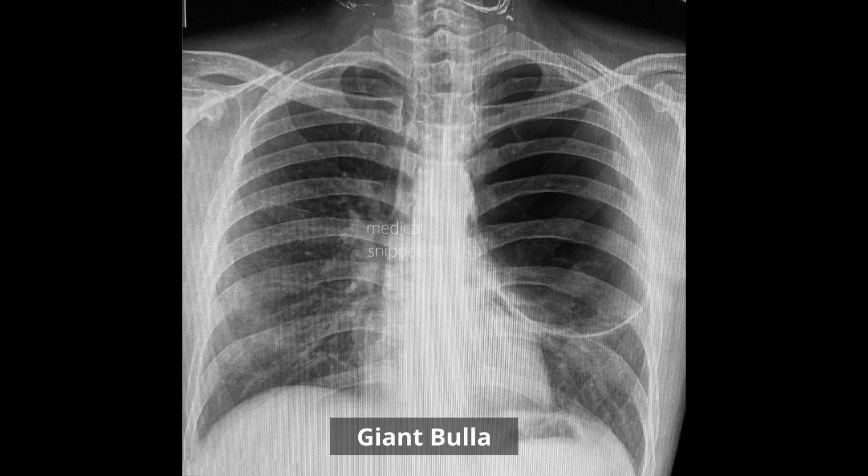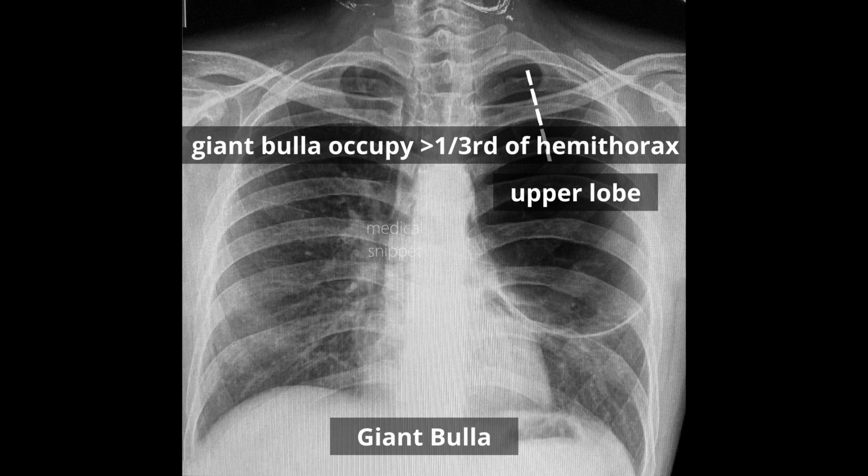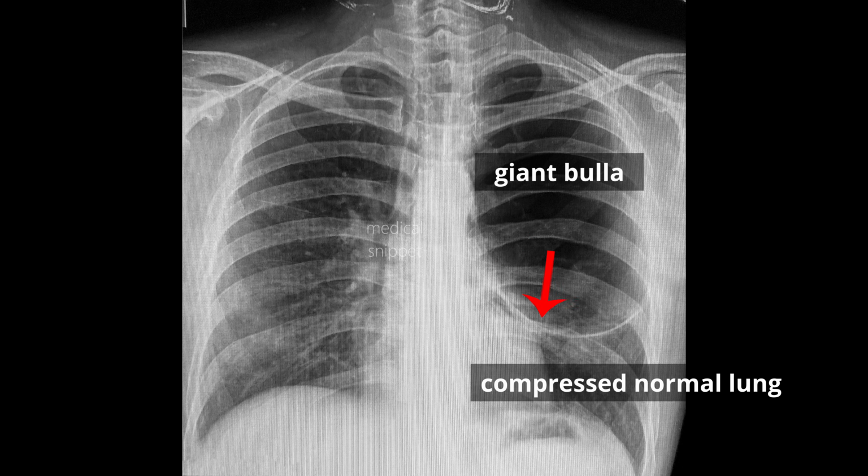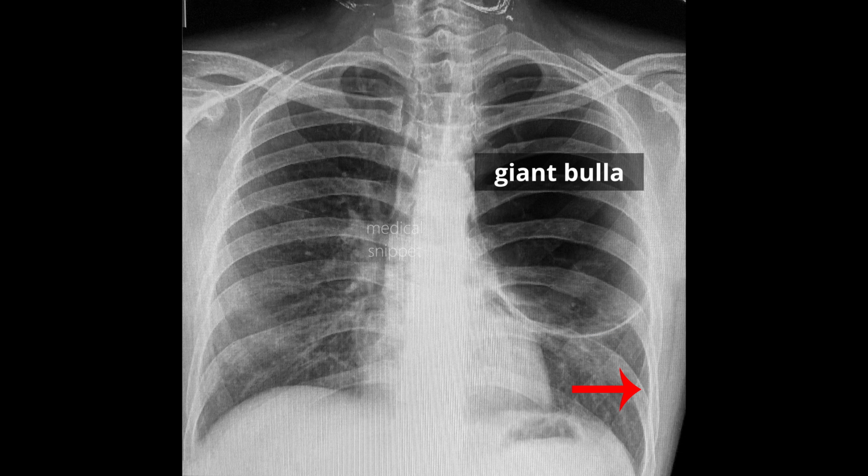In case of giant bulla, it may be confined to the upper or the lower lobe, occupying more than 1/3 of the hemithorax, and it will compress the remaining normal lung as seen in this chest X-ray. And some part of the lung is usually in contact with the chest wall.